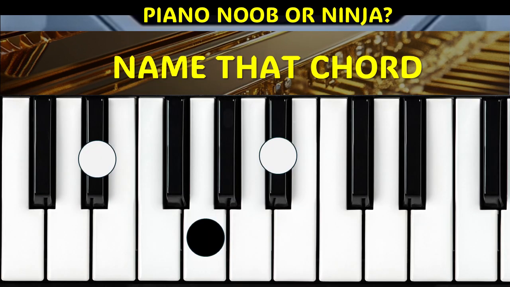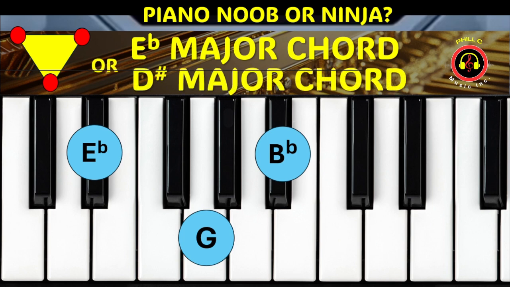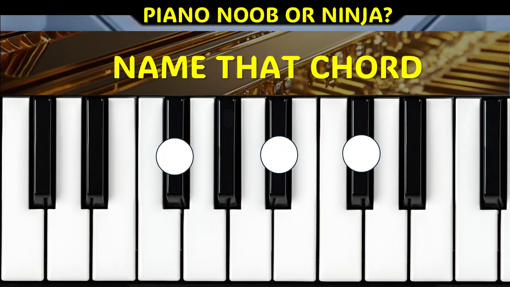Here is your next chord. Name that chord. All right, if you guessed that this was E flat major, you are correct. Again, this has got that same profile that the C sharp or D flat chord did. E flat, G, and B flat. Oh, I should also mention that E flat could be called D sharp as well. So this is E flat major or D sharp major. I'm going to explain all this stuff towards the end. Let's go to our next one.